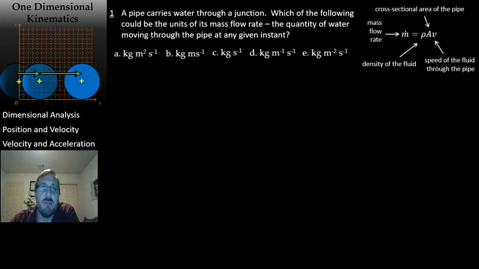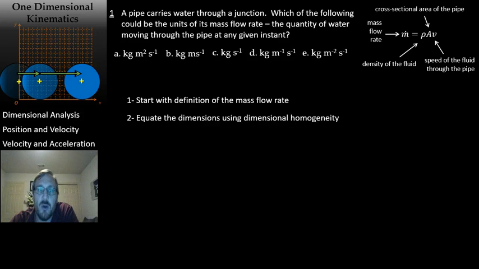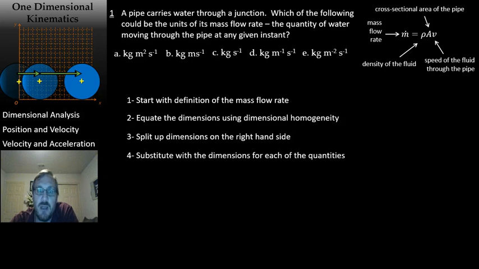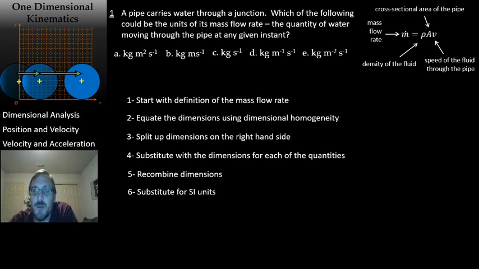Now, how would I systematically go through this using dimensional homogeneity to figure out what the units of the mass flow rate are? Well, the first thing I do is I'll just rewrite the definition of the mass flow rate. Then I'll equate dimensions using dimensional homogeneity. I'll split up the dimensions on the right-hand side, substitute the dimensions for each of the quantities. I'll recombine the dimensions by multiplication, and then I'll substitute in the SI units.